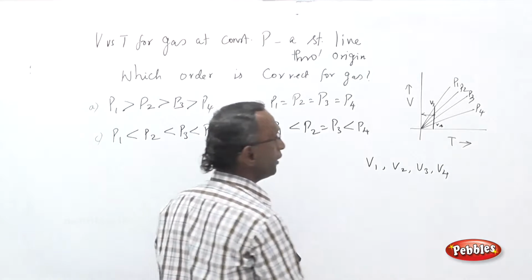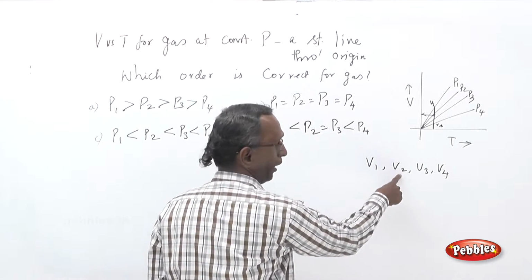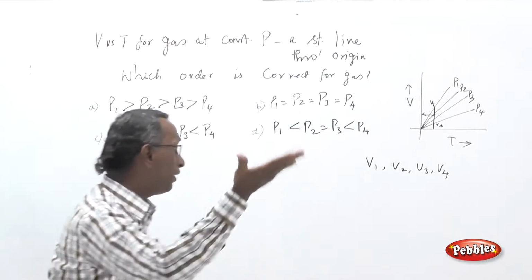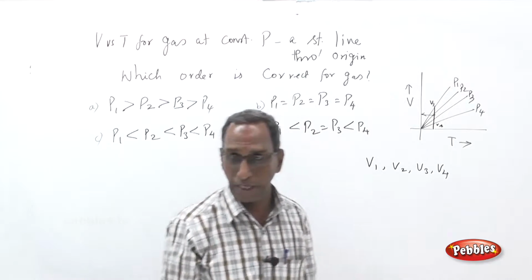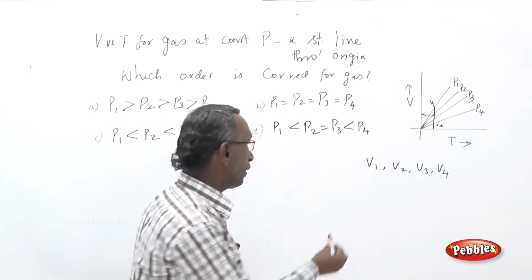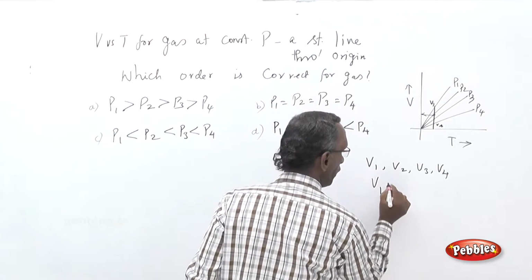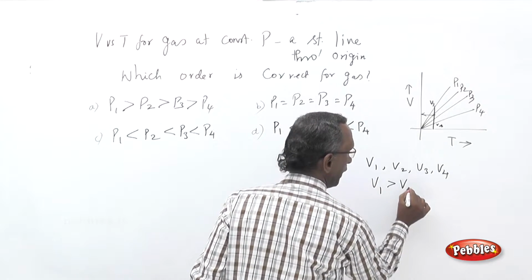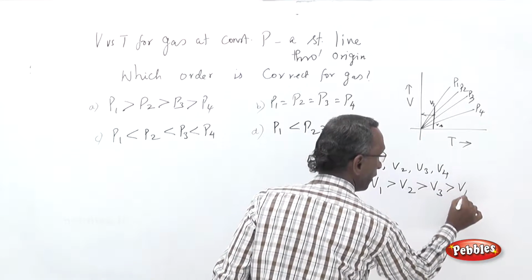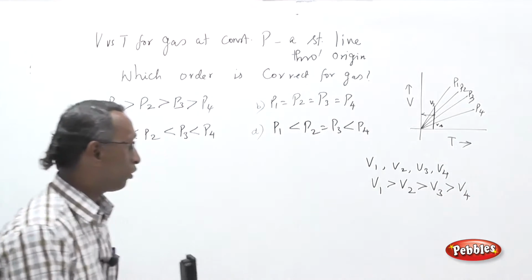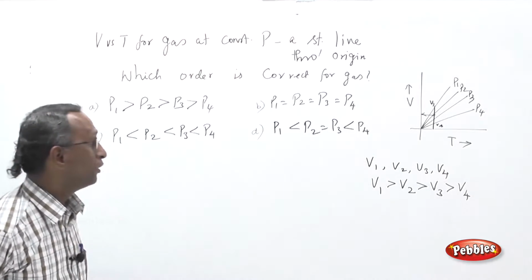These are nothing but 4 different values of volume in this plot. V1 is the y-axis distance, the y coordinate. You are aware that the x distance is called the abscissa and the y distance is called the ordinate. So the y coordinates are V1, V2, V3. From this graph we observe that V1 is greater than V2, which is greater than V3, which in turn is greater than V4. So this is the trend. V1 is the maximum volume.